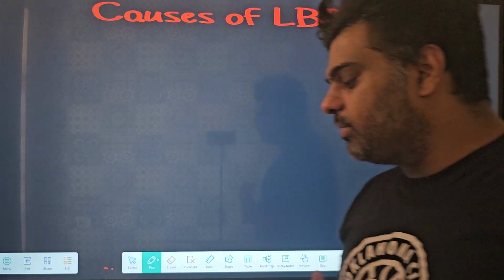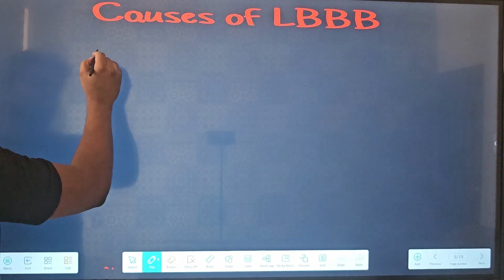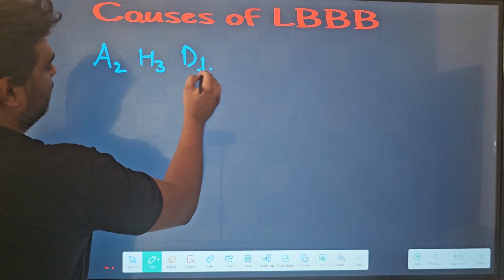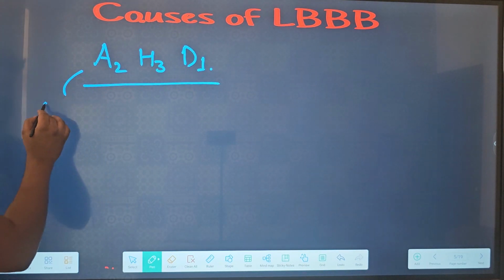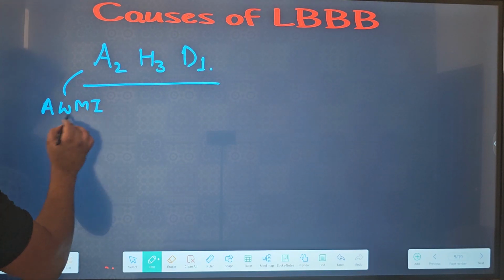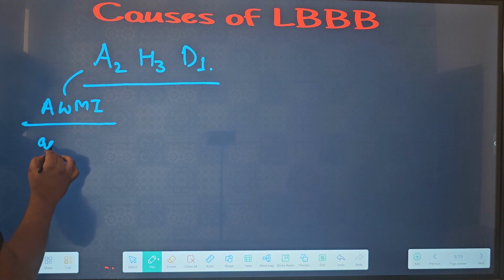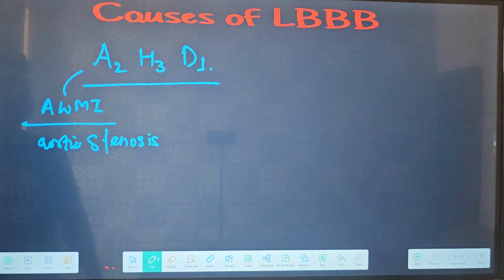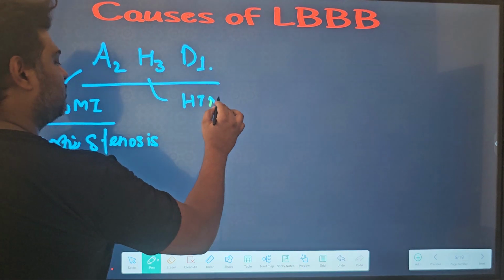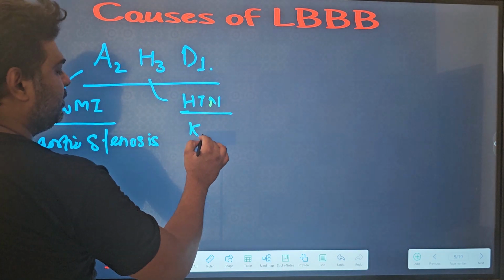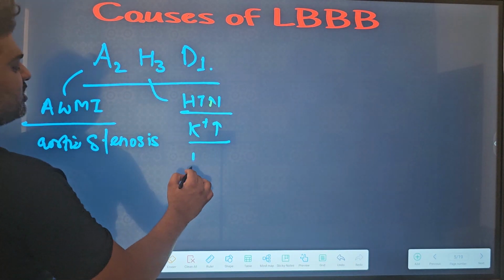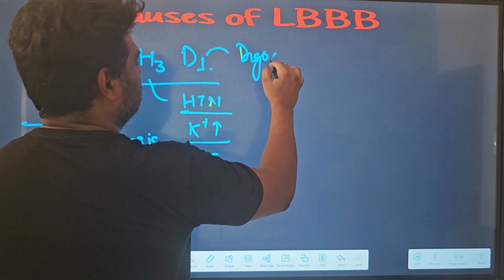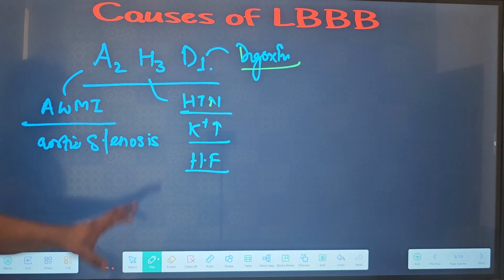Now, what are the causes of left bundle branch block? Please remember this mnemonic: A2, H3, D1. A is for anterior wall MI. Next, A is for aortic stenosis. H is for hypertension. Next H is for hyperkalemia, and next H is for heart failure due to any other cause, and D is for digoxin. These are the causes of left bundle branch block.